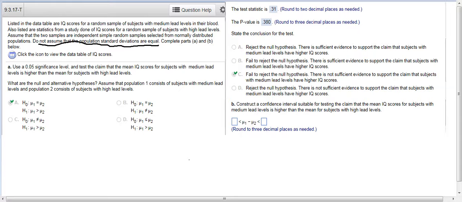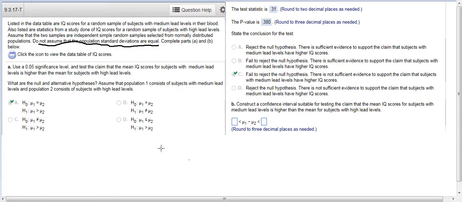And then the next part says construct a confidence interval suitable for testing the claim. So again, what we want to check here is the difference in the means. If it has 0 in that interval, that means that it is possible that there is no difference. That's what we test for right there. So if 0 is in between the endpoints here, that means there's possible that the difference in the mean of 1 minus the mean of 2 could be nothing. There could be no difference.